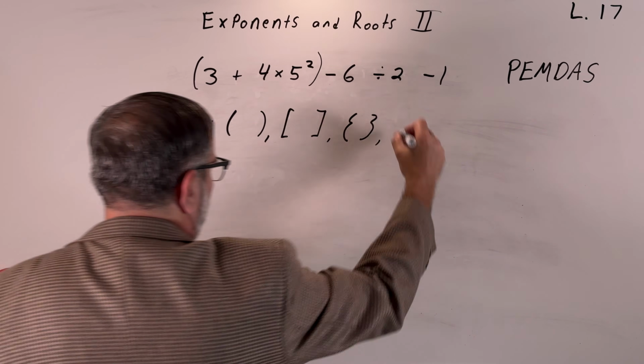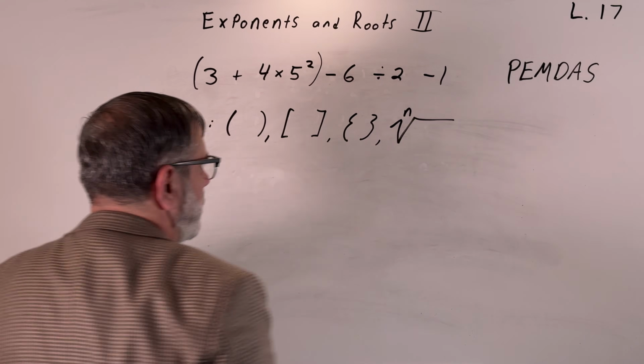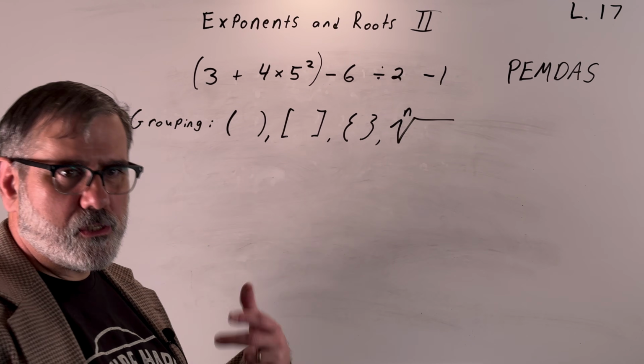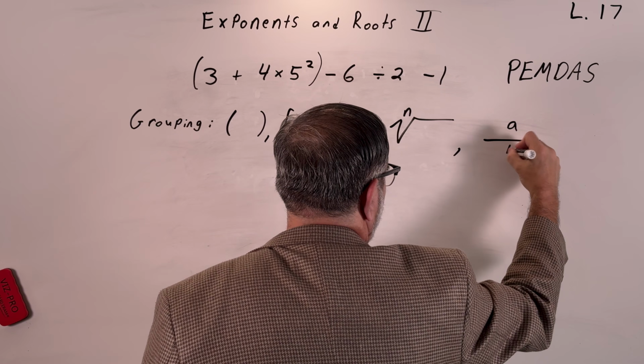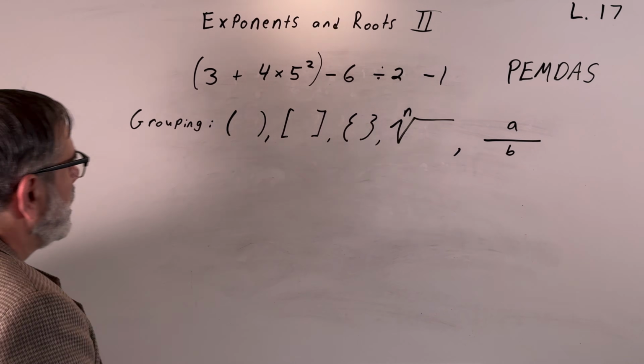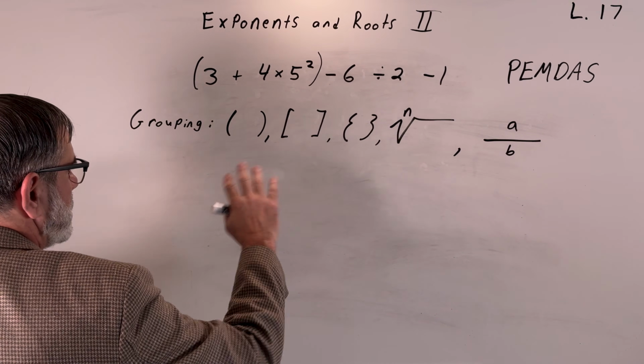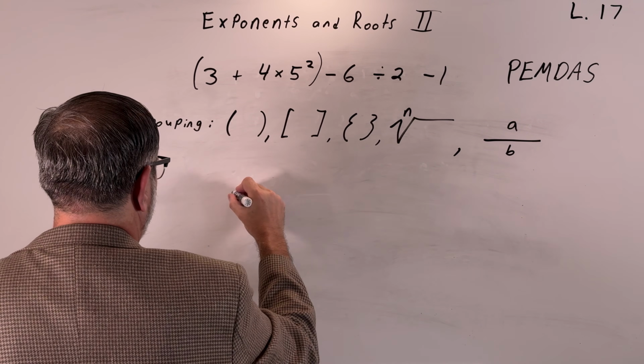Other groupings that you can see are roots. If you see something under a root sign, that's a bracket. A division bar, like a divided by b, that's a grouping. So grouping first. So do the things that need to be grouped. So I'll give you an example.